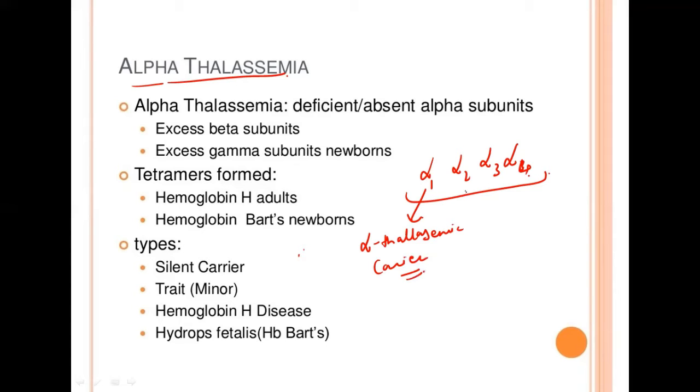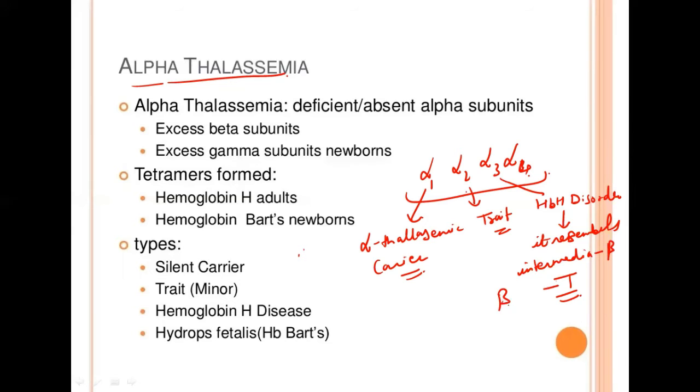Right. If the alpha 2 gene is deleted, then what will happen? It is called trait. Right. If the alpha 3 gene is deleted, then it is called HbH disorder. So it resembles intermedia beta thalassemia, right? So just remember that.